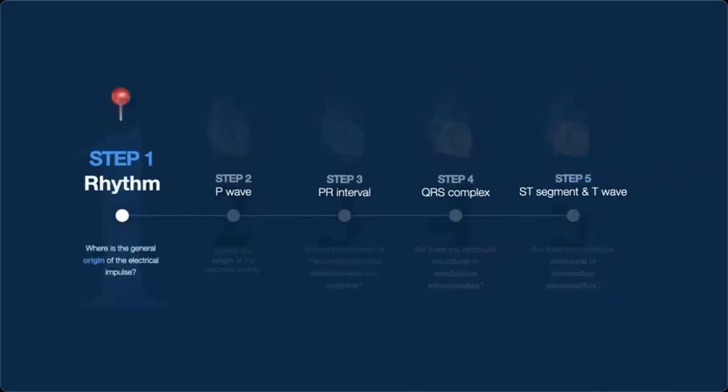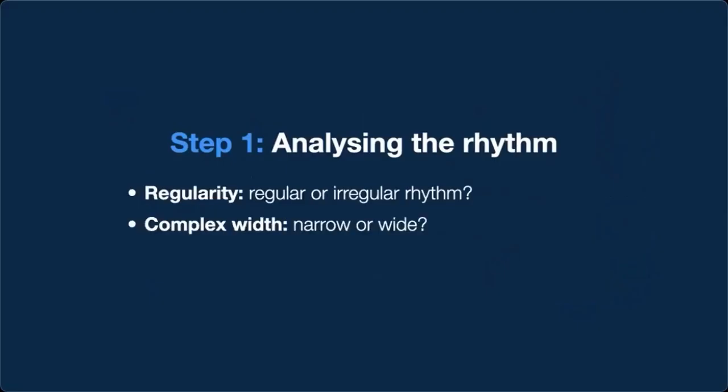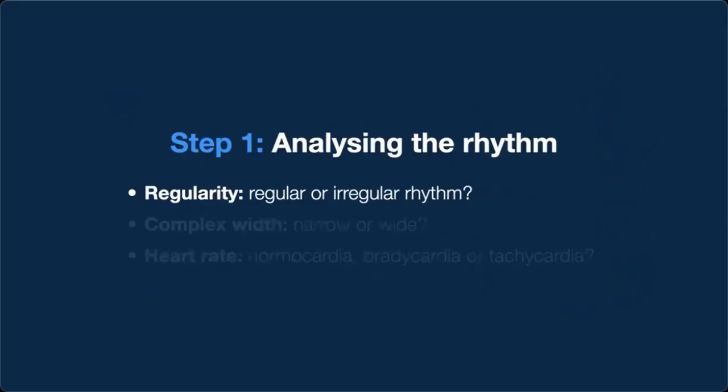Okay, so now we're going to start at step 1, analyzing the rhythm. The process of analyzing rhythm requires you to comment on regularity: is the rhythm regular or irregular? The complex width: is it narrow or wide? And the heart rate: is it a normal rate, so between 60 and 100? A bradycardia, or is it a tachycardia? So is it slow or is it fast?